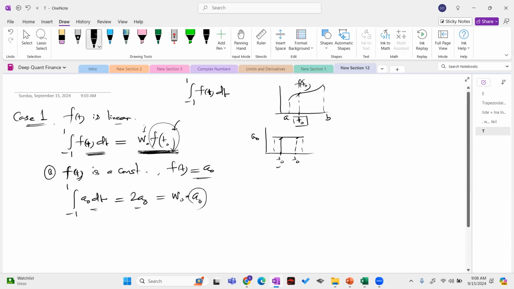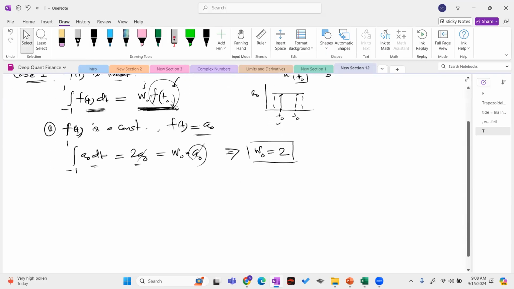Okay, this is my first equation. Actually, a0 gets cancelled, and w0 is equal to 2. That's a nice result. So my weight must be 2. That is what I just derived. I've still not figured out where to place t0. In the constant case, it does not matter; you can sample at any point and get the value of the function, which is nothing but a0, multiply by 2, and you are done.